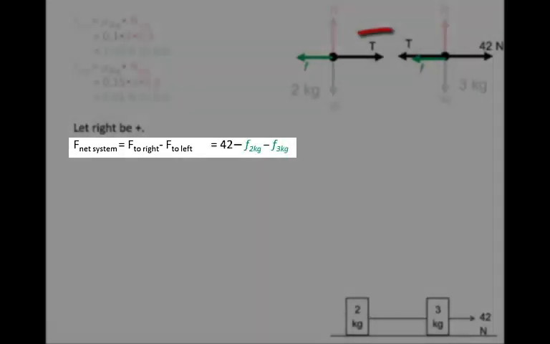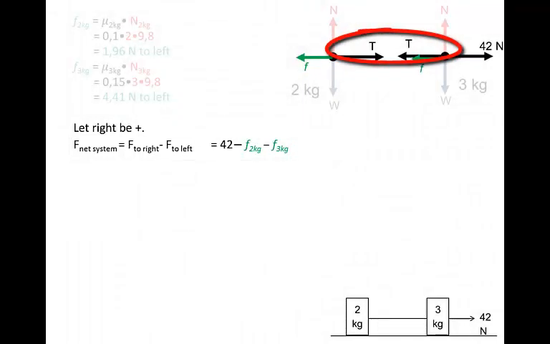But we don't need to include the tension force because the tension force to the right on the 2 kilogram block is equal and opposite to the tension on the 3 kilogram block. So those two forces cancel one another out. They are actually within the system. They don't act from outside the system, and therefore they are not part of the net force acting on the system. And so we can just ignore them when we are calculating the net force acting on the system.